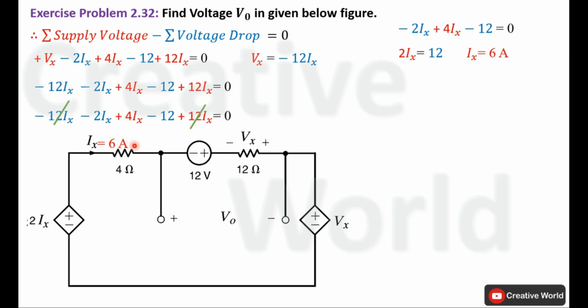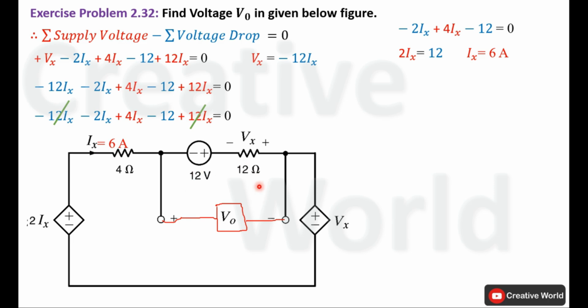We know the value of current Ix through this circuit. This current can be used to calculate voltage across this 12 ohm resistance, and whenever we have the voltage across this 12 ohm resistance, we can calculate voltage V0. We will assume there is an element and across this element voltage V0 is appearing, and this is an imaginary closed loop. So we can find out voltage across this imaginary closed loop using KVL.